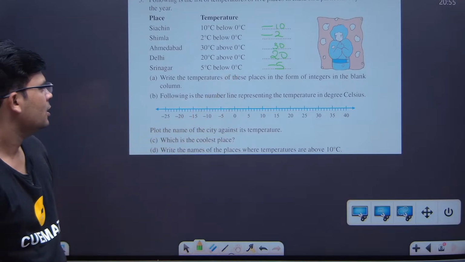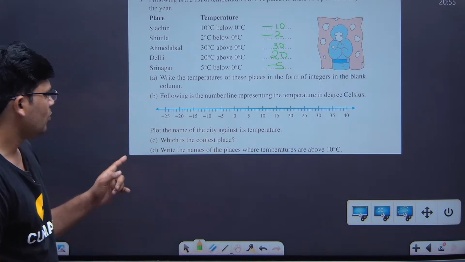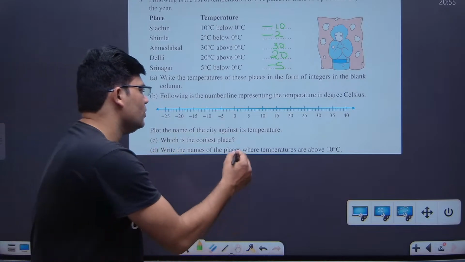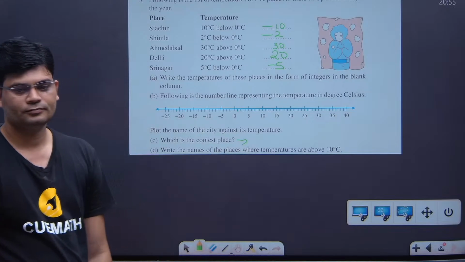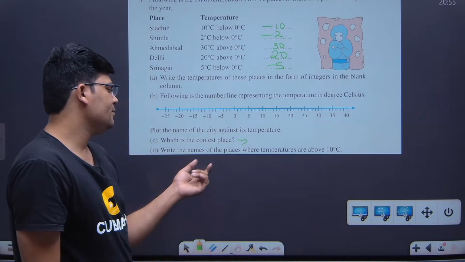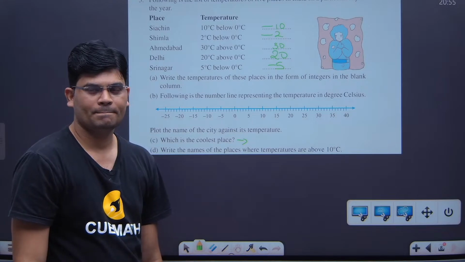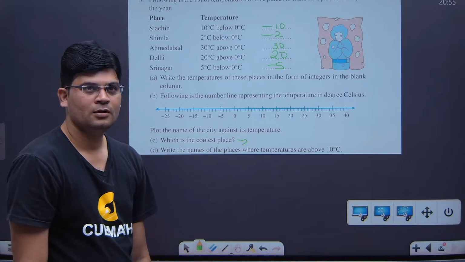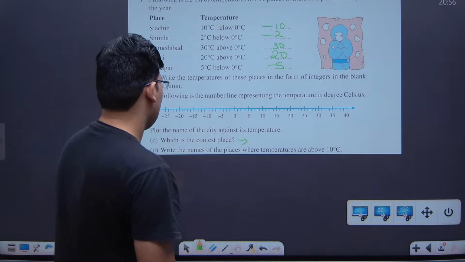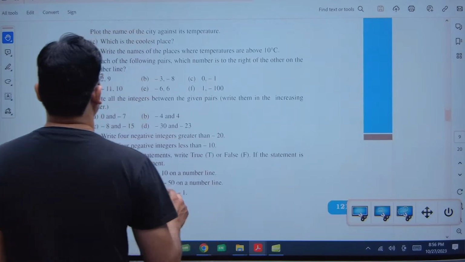So we have written. Following is the number line representing the temperature in degrees Celsius. Plot the name of the city against its temperature. Which is the coolest place? Tell me which is the coolest place. Siachen. Very good. Write the names of the places where the temperature is above 10 degrees Celsius. Delhi and Ahmedabad. What is the next name? Ahmedabad. Okay. Well done.